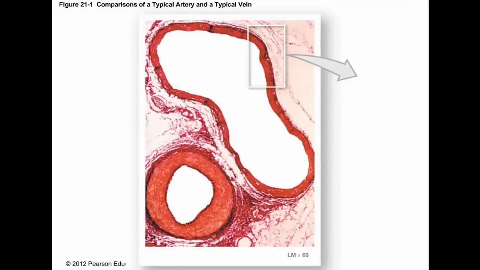Here again is that picture, so you can see that the artery down below has much thicker walls, able to stand up on its own, whereas the vein looks quite floppy, and if it hasn't got any circulation going through it, it will lie flat.